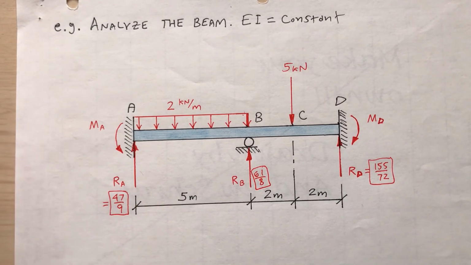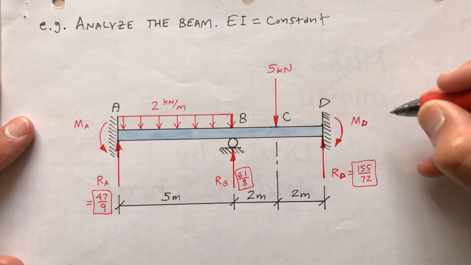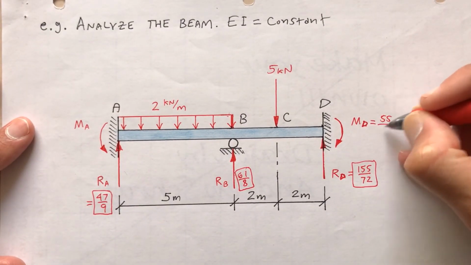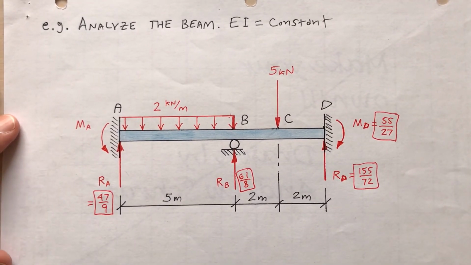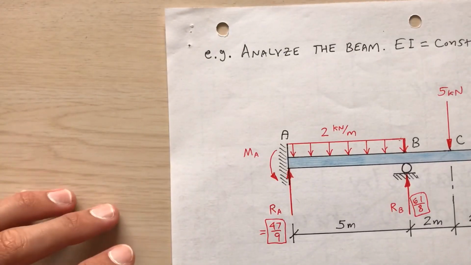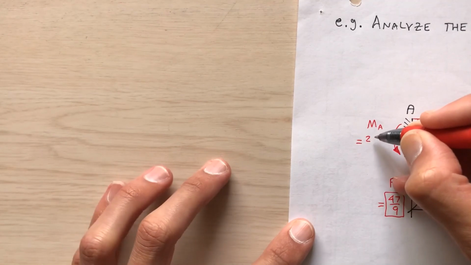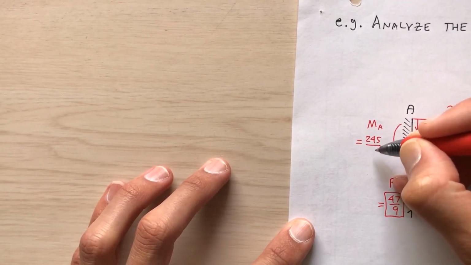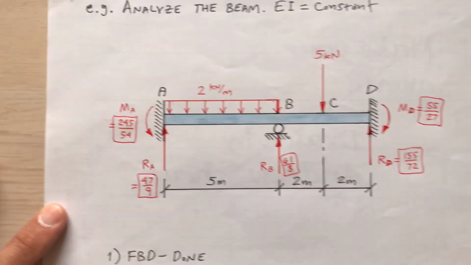I forgot to put the moments there. What are the moments? 245 over 54, was it? 245 over 54 at A. And then at D, 55 over 27. So here I've got 55 27ths. I recommend you convert these to decimals on your own. And M sub A, 245 over 54.